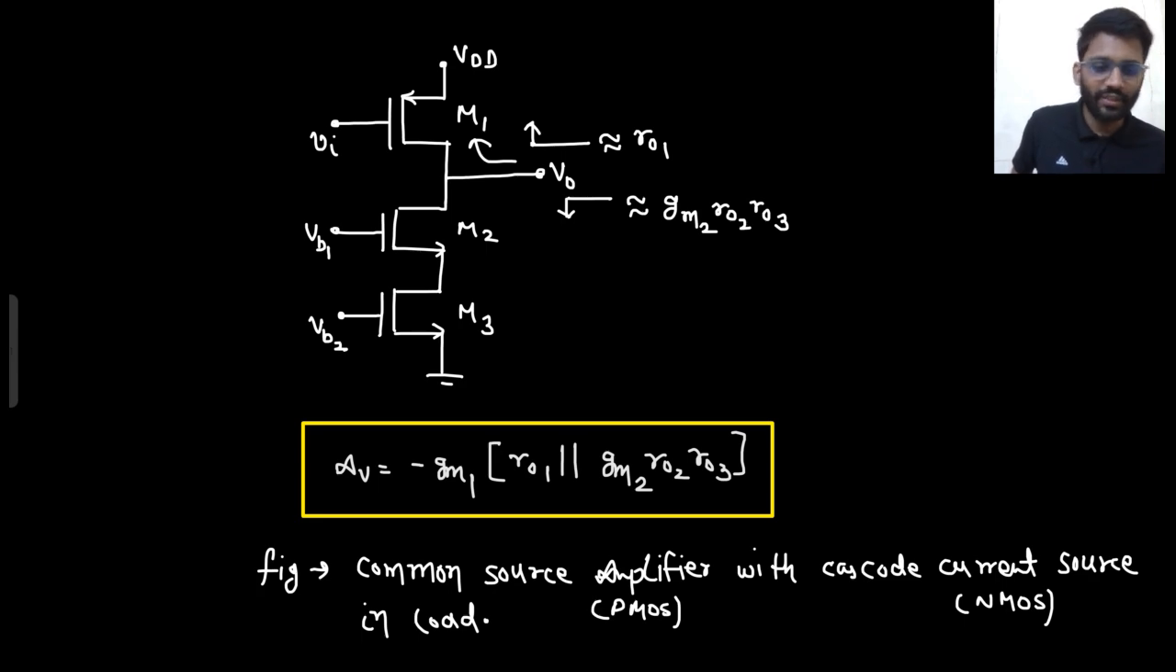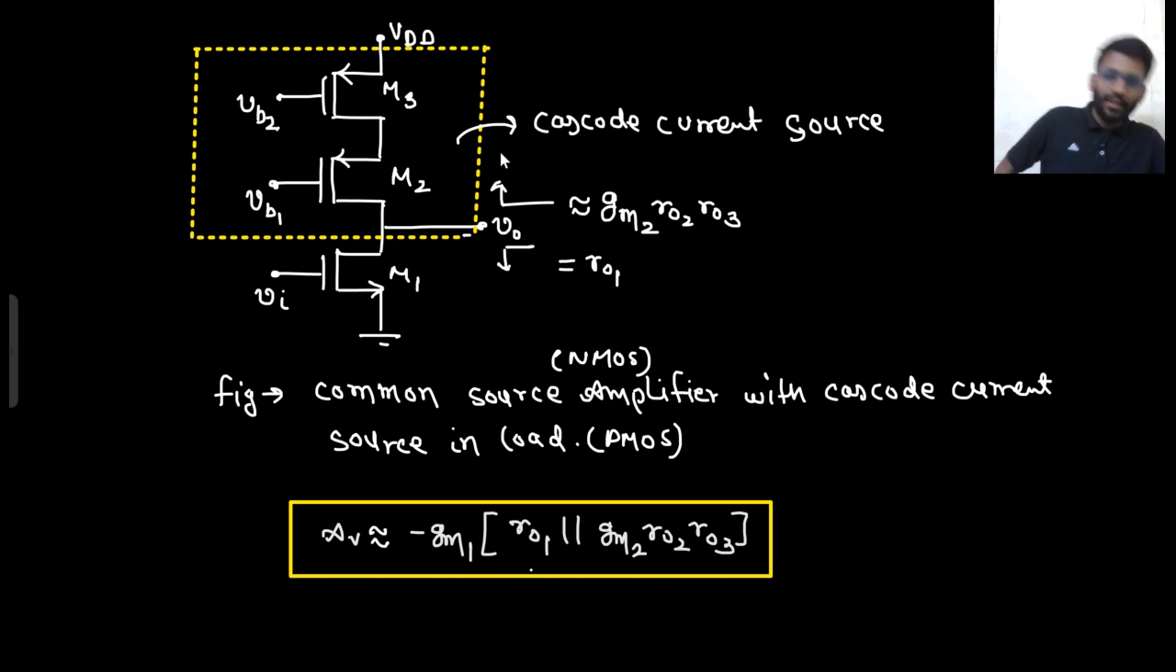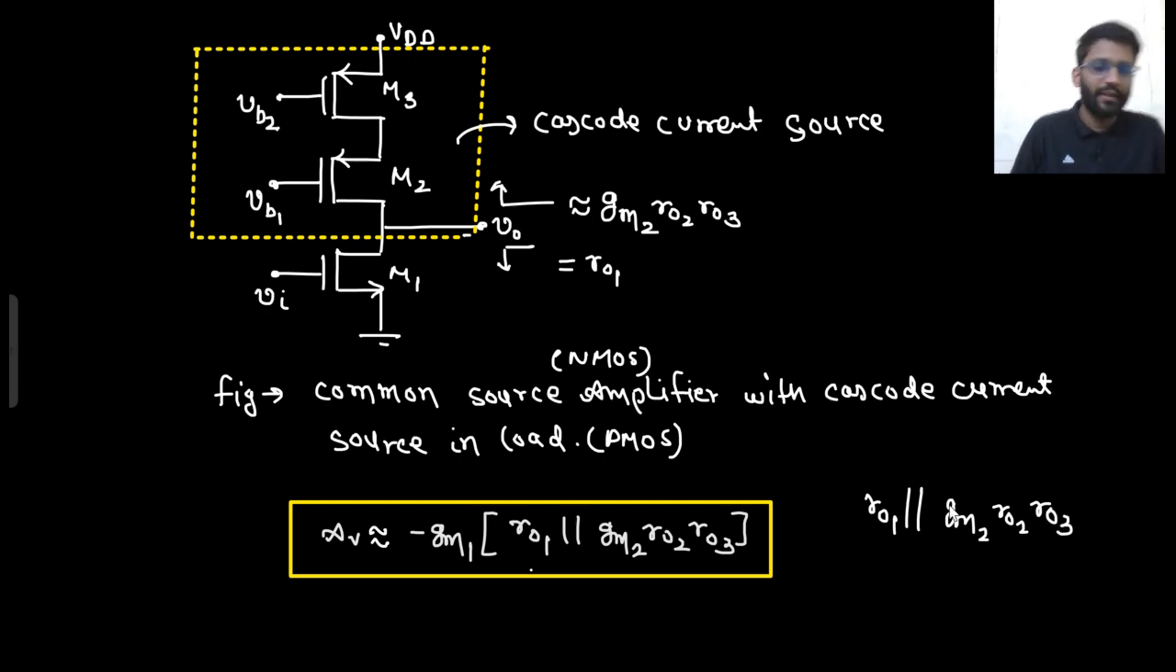Now what is the issue in this one? Tell me. You made this common source amplifier using a cascode current source. What is the gain you are getting? This is the gain you are getting. In the output, what impedance is seen? R01 is parallel to GM2 R02 R03. What will be the equivalent of this? This is very high, right?